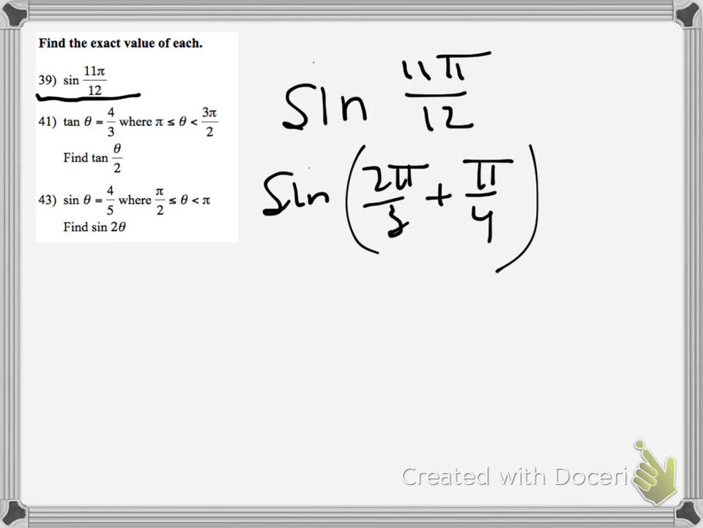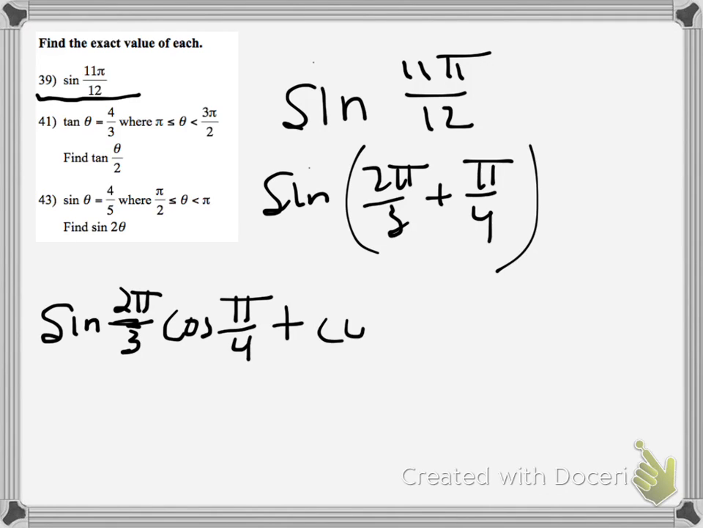So the formula for that is really just sine of the first, cosine of the second. So sine of 2 pi over 3, by the way, this is off your blue sheet. Blue sheet down at the bottom, sum and difference formulas, the very first one. So sine of 2 pi over 3, cosine of pi over 4, plus you're going to do cosine of 2 pi over 3 and sine of pi over 4. And you are just actually going to go to the unit circle for each of those individual exact values.